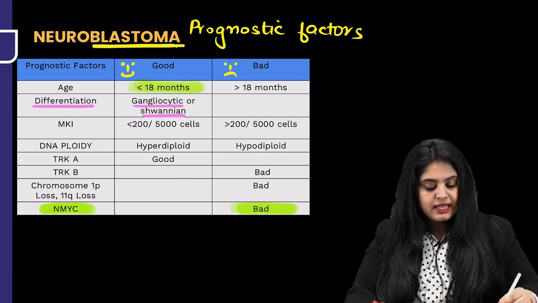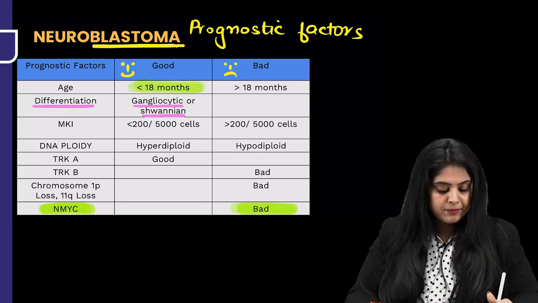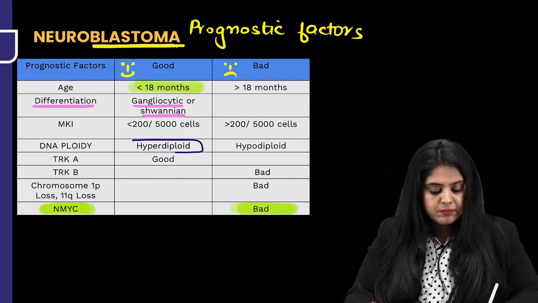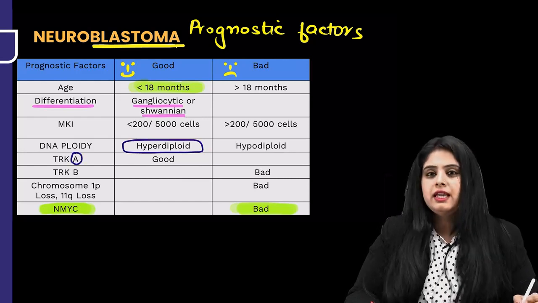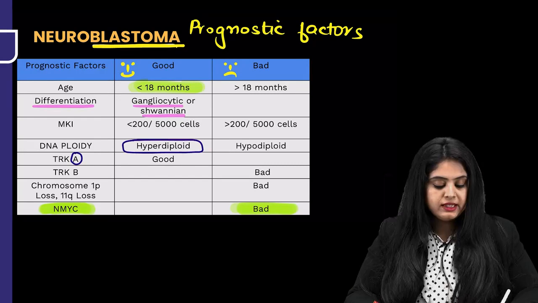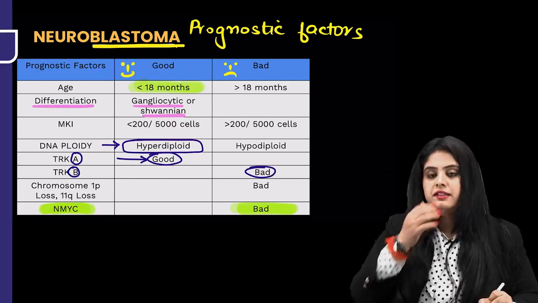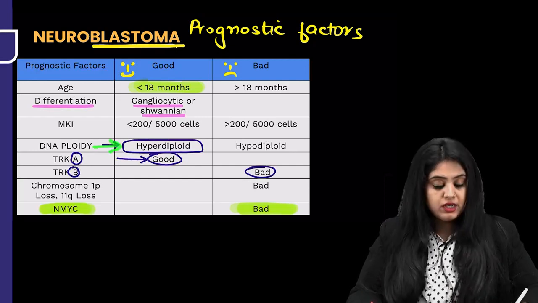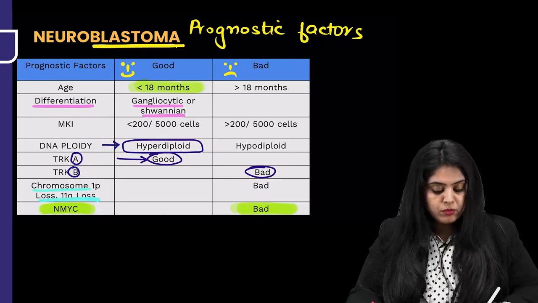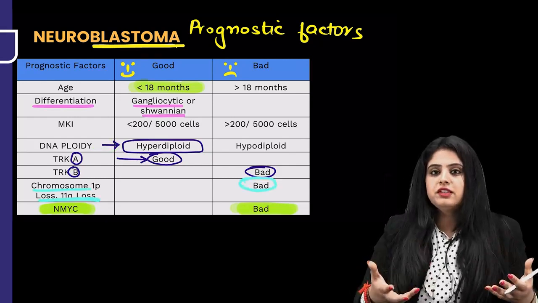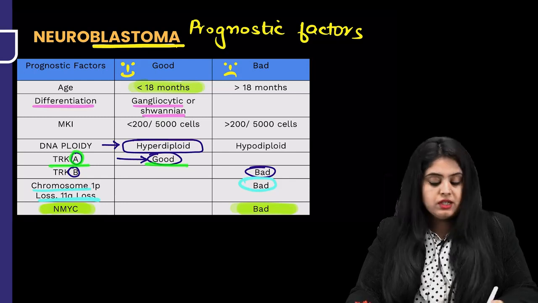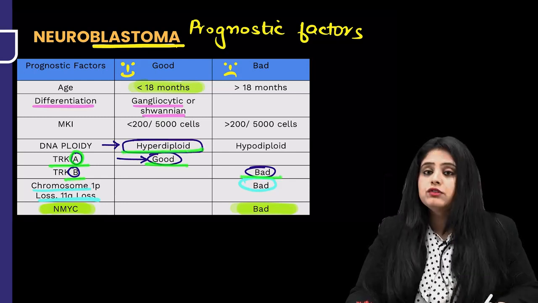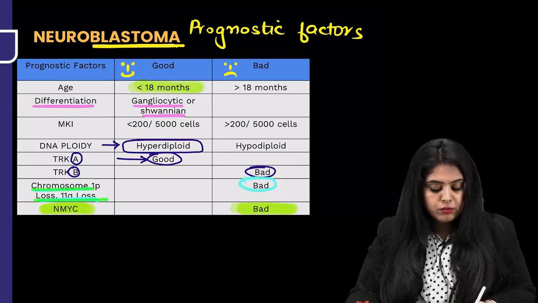Next, remember, anything that is a lot is good. For example, if I say DNA ploidy hyperdiploid, something more, that is good. TRKA mutation, TRKA, A is a lot, A means acha, so anything that is a lot is acha, A for acha. So TRKA is good, TRKB is going to be bad. Simple. Having a lot of chromosomes is good, having losses, having fewer chromosomes is bad. So having a lot of things is good, having A is good. TRKA is good, B is going to be bad. Similarly, having lots of chromosomes is good and having loss of chromosomes is going to be bad.